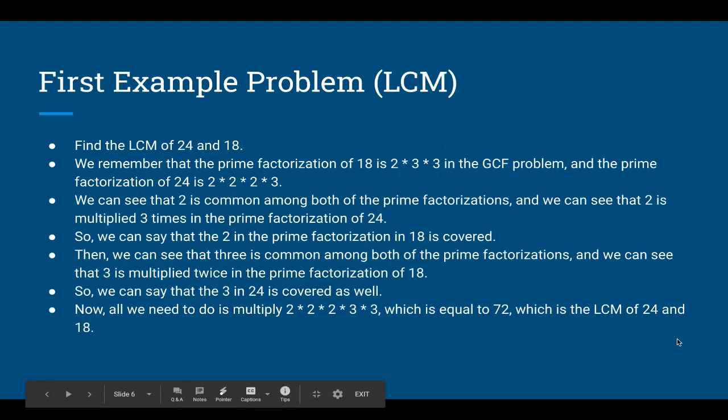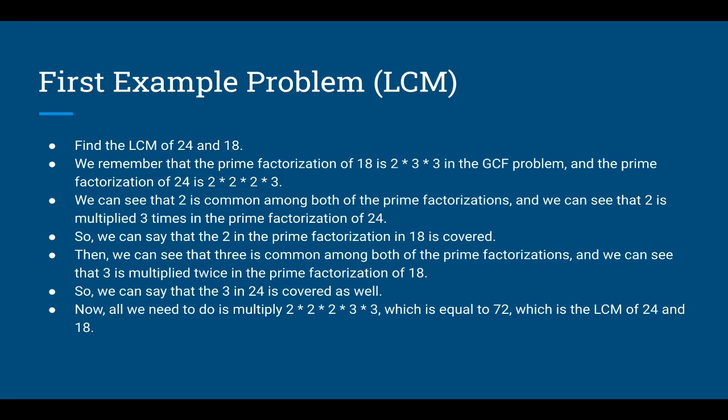Here is the first example problem. Find the LCM of 24 and 18. We remember that the prime factorization of 18 is 2 times 3 times 3 from the GCF problem, and the prime factorization of 24 is 2 times 2 times 2 times 3. We can see that 2 is common among both of the prime factorizations, and 2 is multiplied 3 times in the prime factorization of 24.